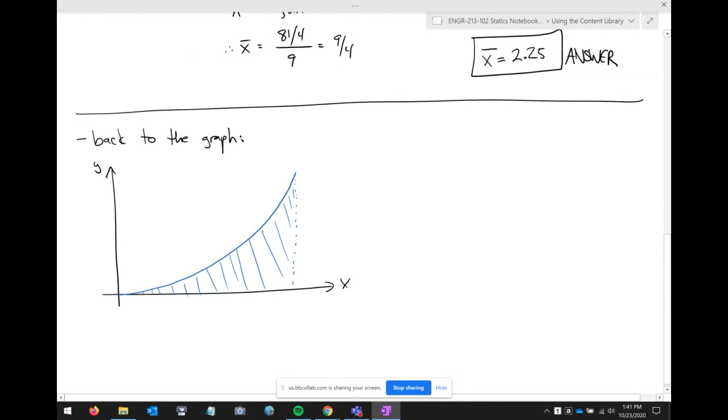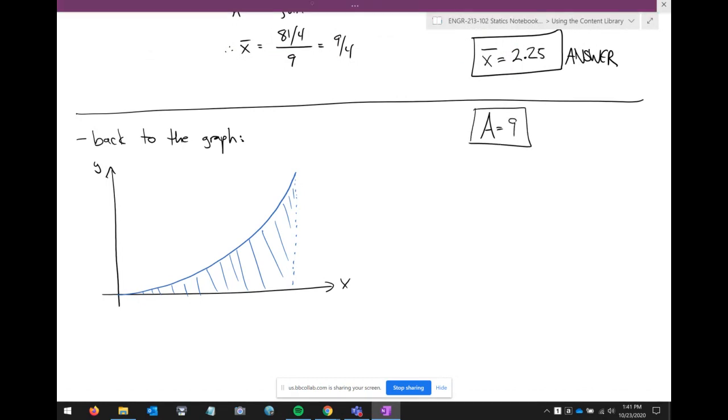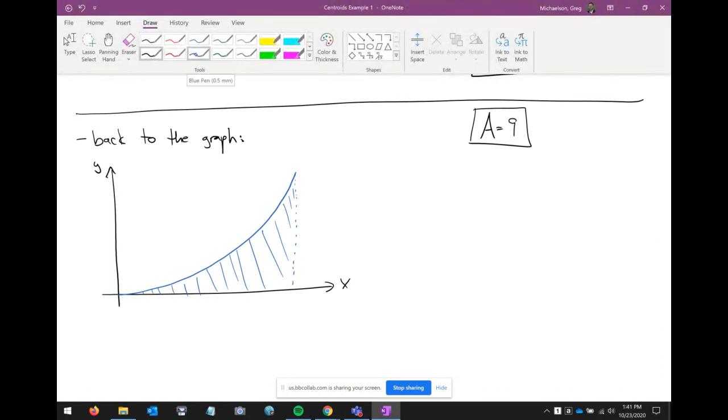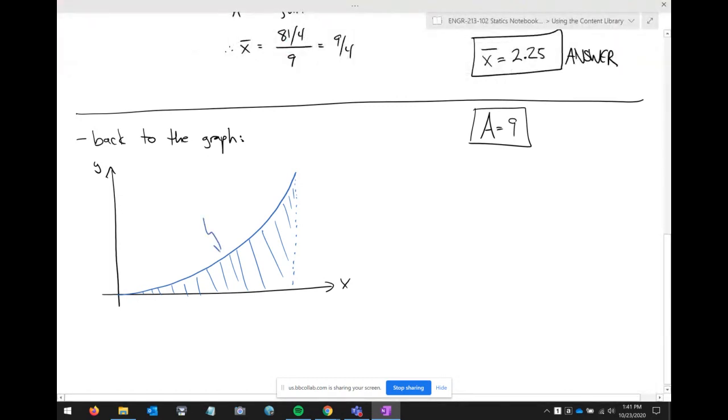Now, let's recall what we had found last time. Remind me, what was the area of this shape? Help me out. 9. Okay. All right. That's important. Keep that in mind. Area is 9. Now, the equation of this curve is y equals x squared.